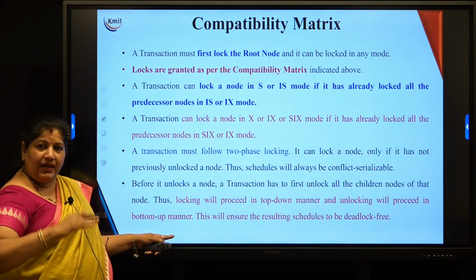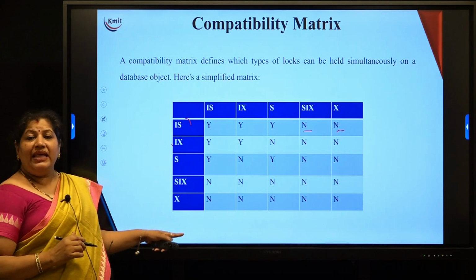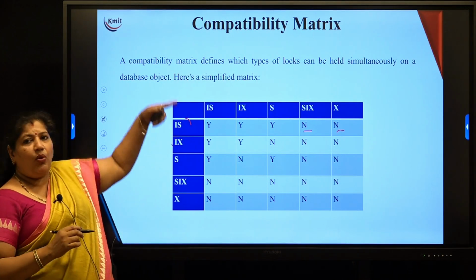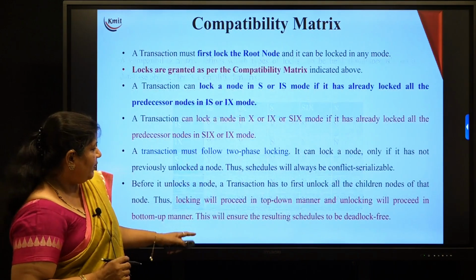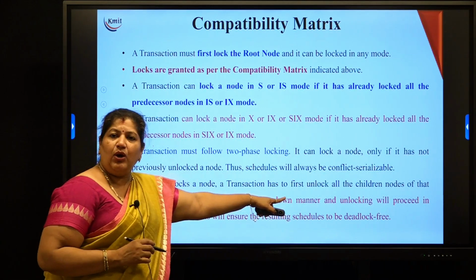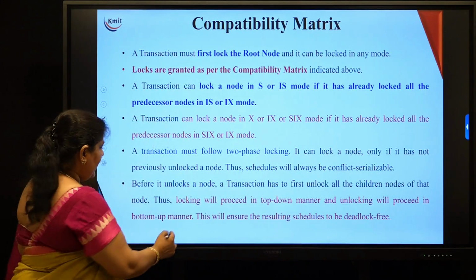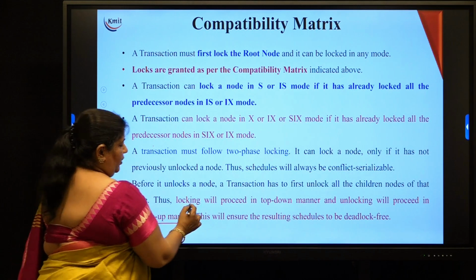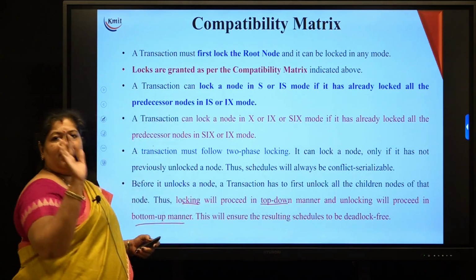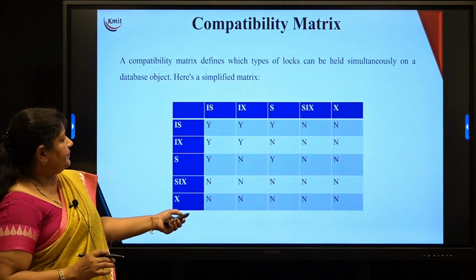When you are releasing, you have to go bottom up. Release the leaf node first, then step up further. So remember, proceed top down when you are locking, unlocking will be bottom up. Locking would be top down. This has to be remembered.